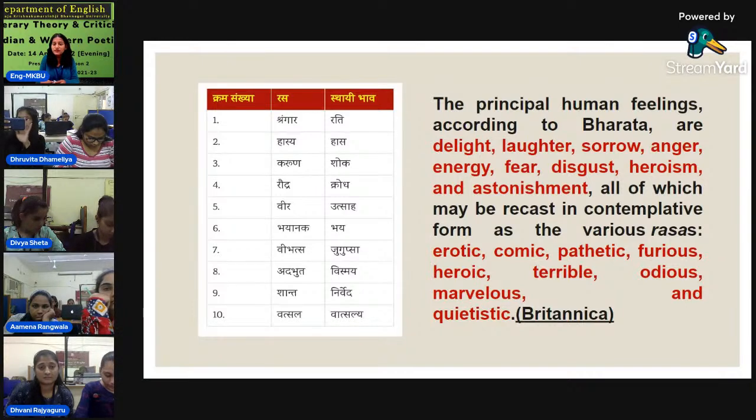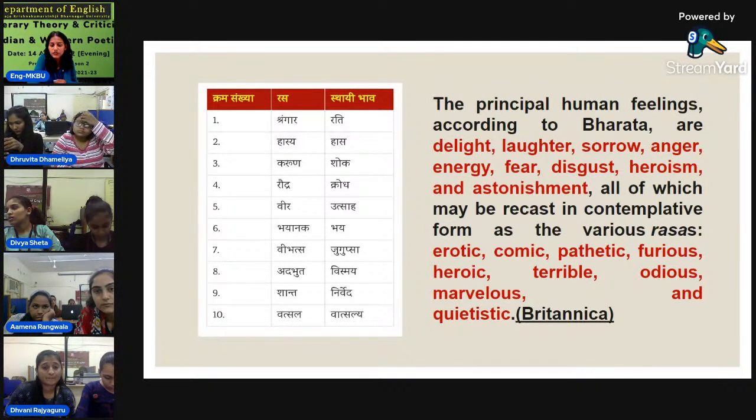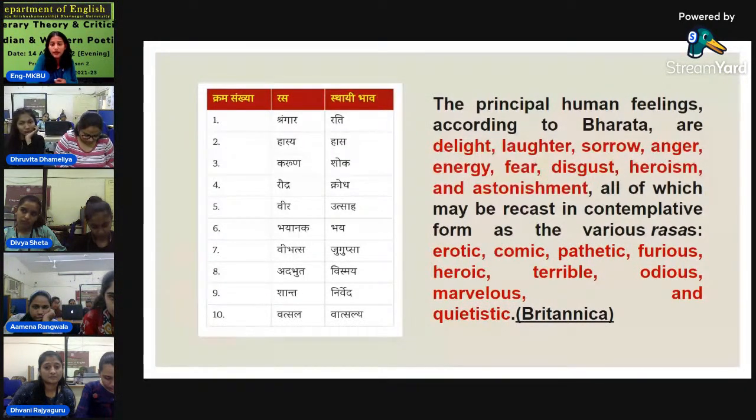So Bharat has introduced the rasas, which in the English dictionary are: erotic, comic, pathetic, furious, heroic, terrible, odious, marvelous, and quietistic. And the bhavas are delight, laughter, sorrow, anger, energy, fear, disgust, heroism, and astonishment.